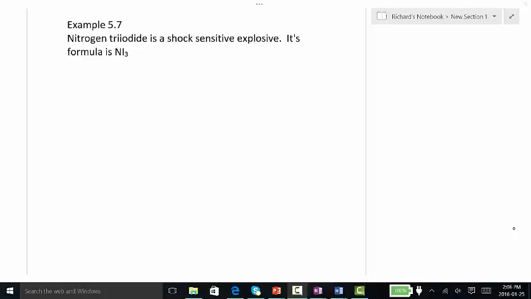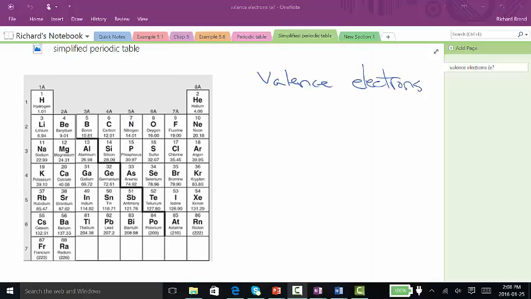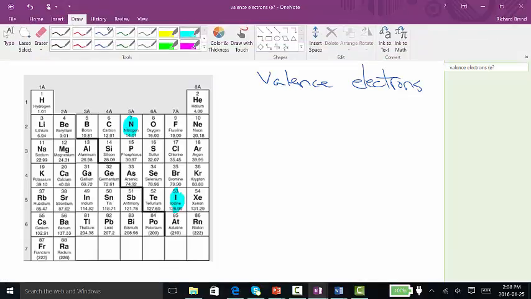So here goes. In this compound, nitrogen triiodide, we have one nitrogen, three iodines. So what we need to do is look at a periodic table and get the number of valence electrons for each atom. Using a simplified periodic table that I showed you how to create in an earlier video, we've got one nitrogen, and we have three iodines.